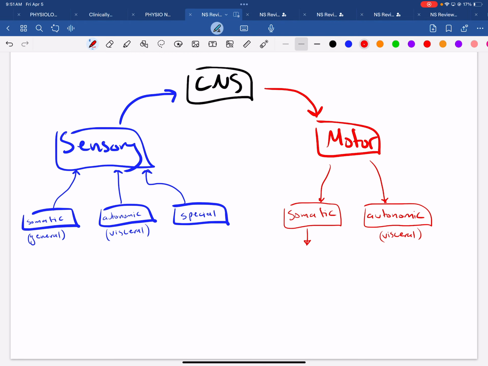What's the effector for a somatic motor neuron? Good. And then what are the two divisions of the autonomic nervous system? Sympathetic, parasympathetic. That's what they innervate. Yes, that's the next question.